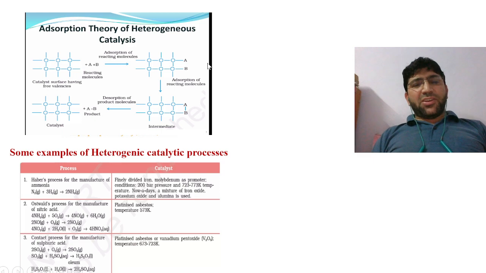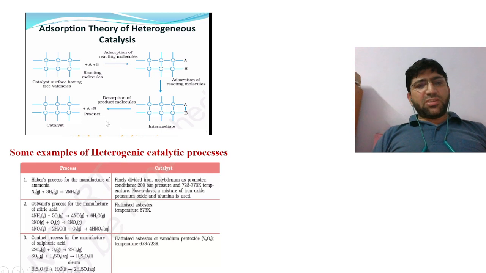The same thing can be explained here like this. For example, we have a catalyst providing some surface here. There are two reactants A and B, and these two reactants are reacting at the surface of the catalyst by adsorption of the two reacting molecules. After that, they form an intermediate with the solid catalyst, which is called the activated complex. Then this activated complex undergoes desorption, that means releasing the product, and the catalyst is also released. So this is the mechanism of heterogeneous catalysis.